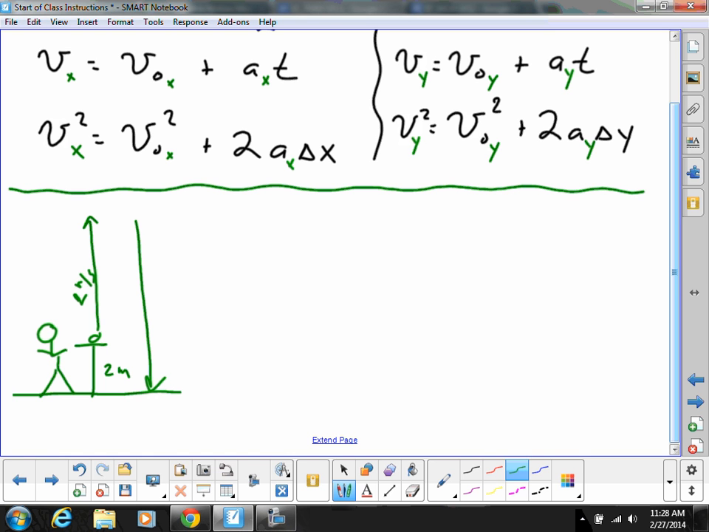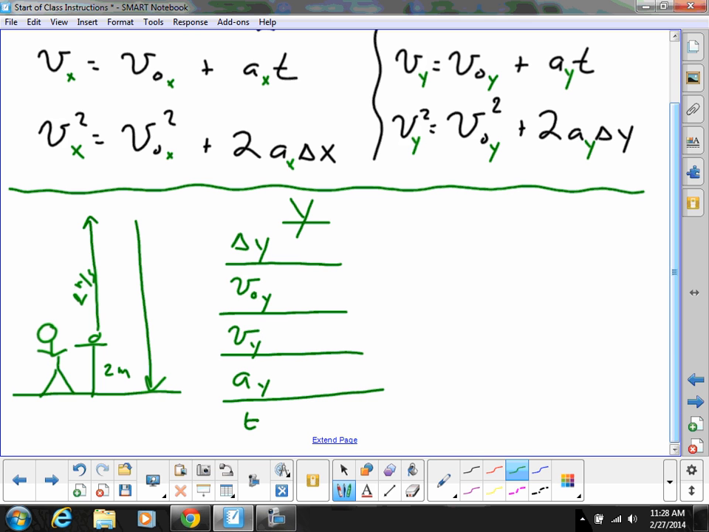So I'm just going to make a little data table here, y. And then my different variables: change in y, initial velocity in the y direction, final velocity in the y direction, acceleration in the y direction, and time. Okay. I want to make a data table like this so one, I can keep my data organized, the numbers that I know, things that I might have to solve for, but also when we start doing projectile motion and we have two dimensions of variables, having them organized into a data table is really nice.